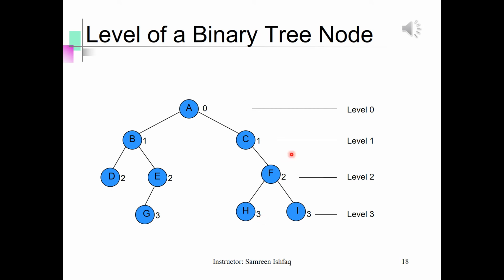In this figure, node A is the root node of a tree, so it has level 0. Nodes B and C have one more level than their parent node, that is 0 plus 1 is 1. So nodes B and C are at level 1. Similarly, nodes D, E, F are at level 2. Nodes G, H and I are at level 3.